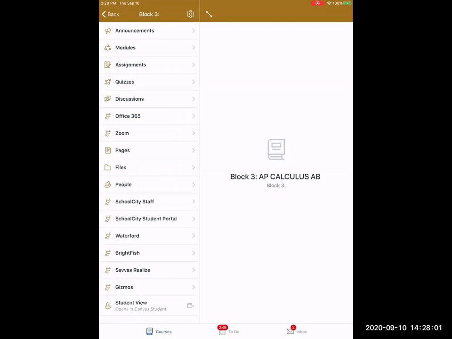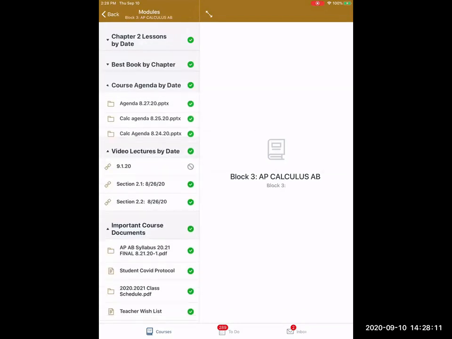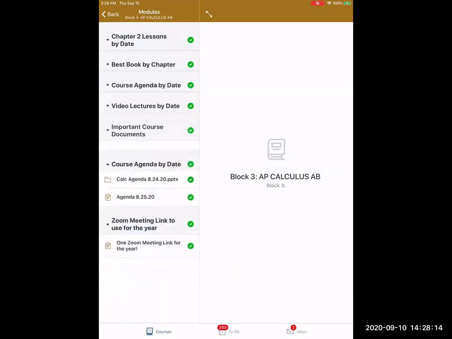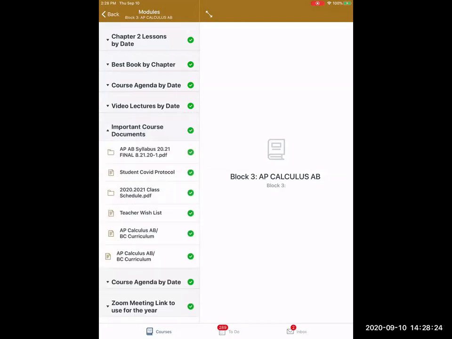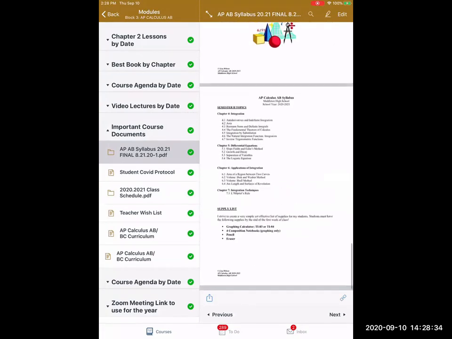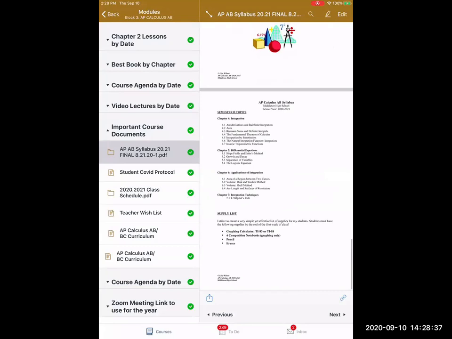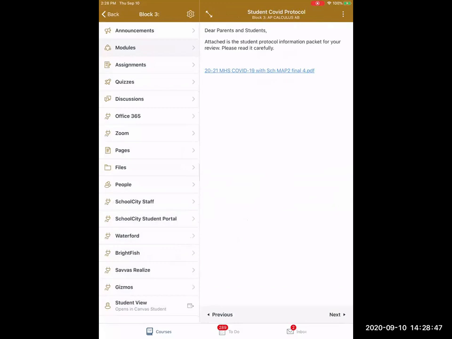It looks a little bit different from my iPad screen, but there's this tab called Modules, and if you click on that, let me just reduce these. So they're little. Okay, so these are the modules thus far, and there's a module here called Important Course Documents, and I want you to read the syllabus and the student protocol paper. For the COVID protocols, what I need you to do, I believe it's under assignments.